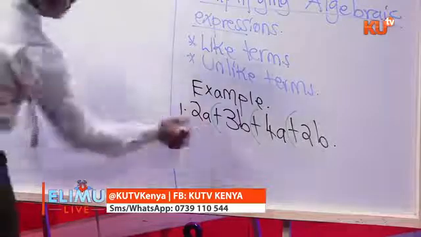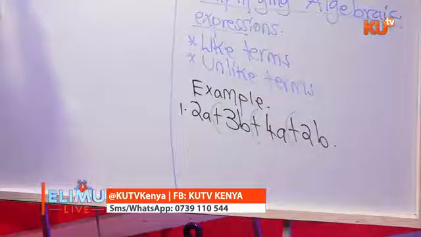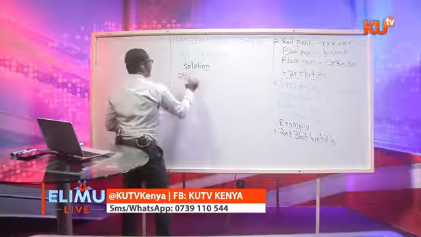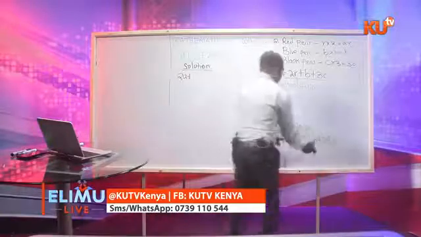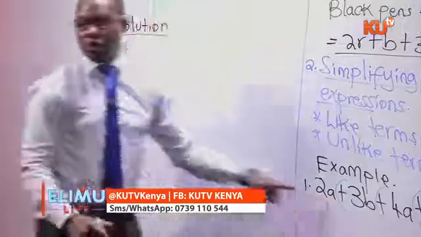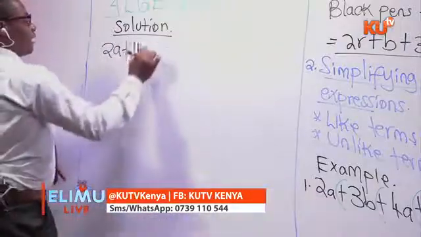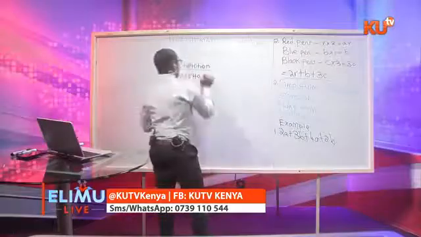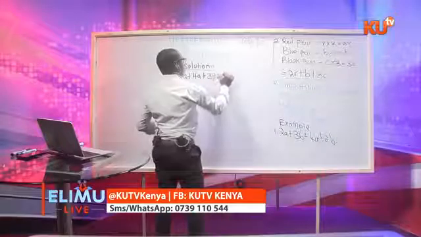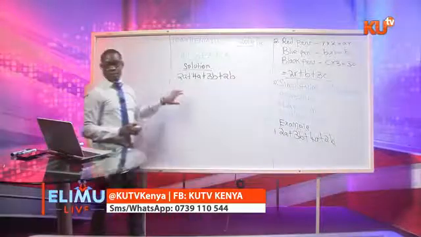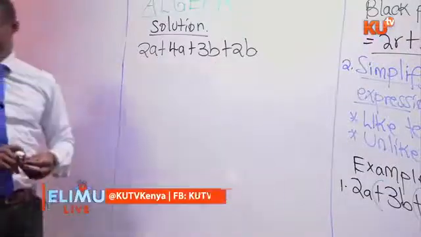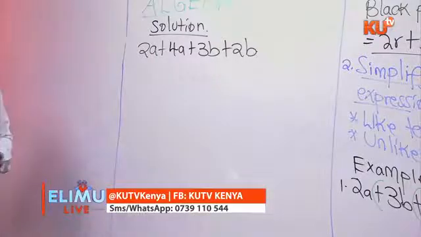So our first term is 2a. So we are looking at the solution to that. So 2a, the other like term, or the one similar to 2a, is 4a. So we pick the sign that comes before 4a, which is addition. So plus 4a. Then we come to the other one, which is plus 3b. Then we come to the other one, which is plus 2b. Now once you do this, 2a plus 4a plus 3b plus 2b, we say you have collected the like terms.